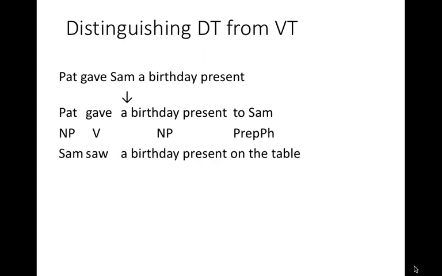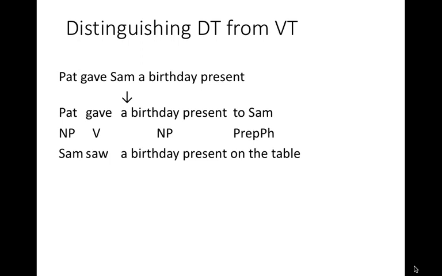Potentially, the confusing thing could be that this same order of elements could occur with some other verb type, maybe just a regular VT, as in Sam saw a birthday present on the table. So saw is a VT, where gave was a ditransitive. But the order of elements is very similar.